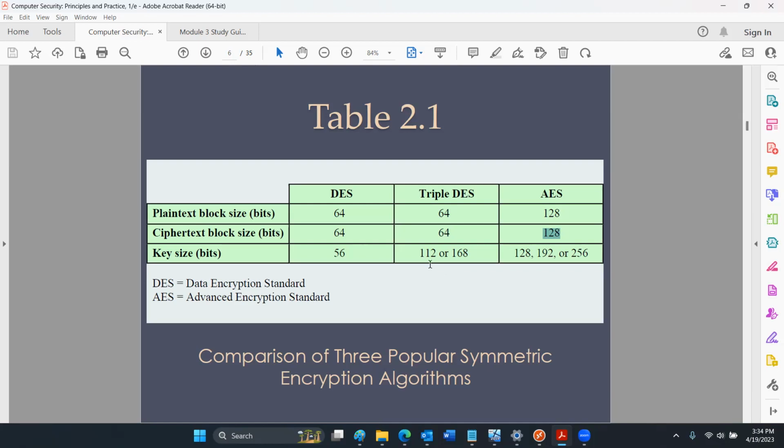Yeah. So why do you see 112 here? There is a way to work with triple DES where it's twice as strong, 56 times 2, versus 3 times as strong. So there are two ways to work with triple DES. The most effective one, of course, is the higher number.